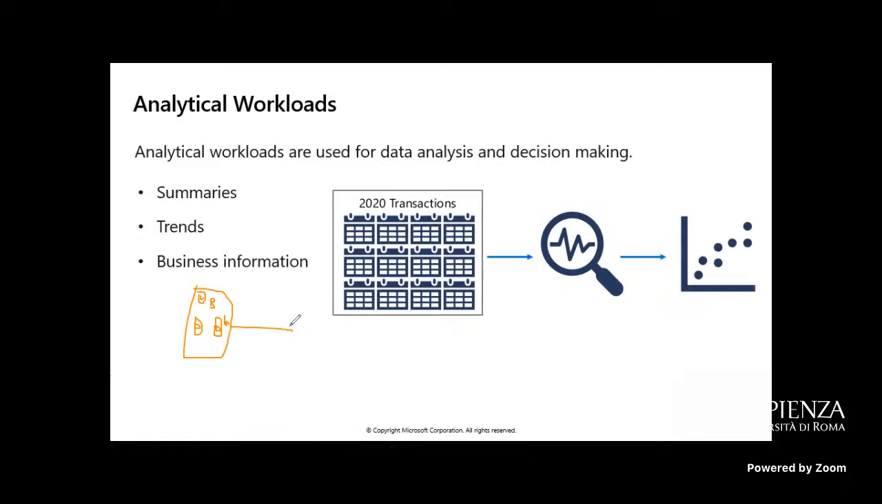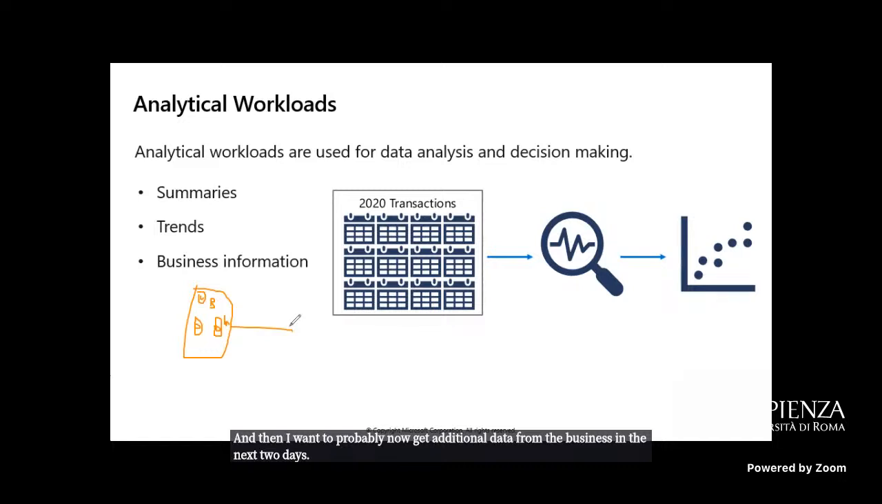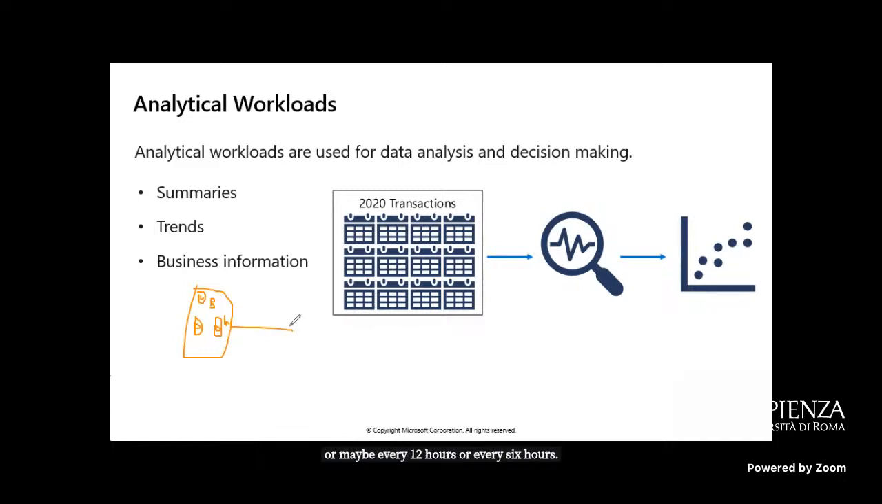Just like, okay, this is the data this business has as at last month. And then I want to probably get additional data from the business in the next 2 days, or maybe every 12 hours or every 6 hours. And then I use that data for processing. And you will find this type of workload is what they use for things like business information.